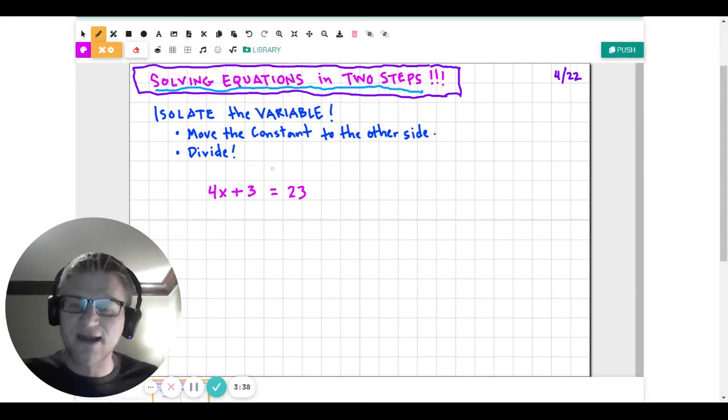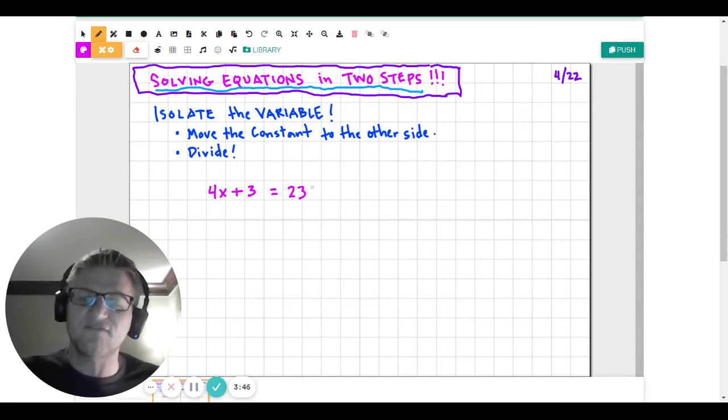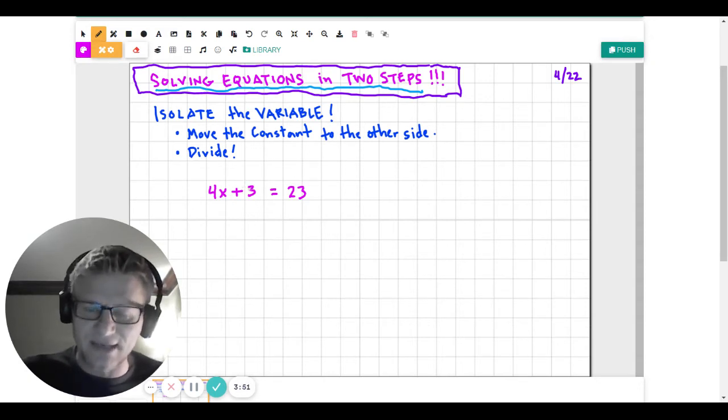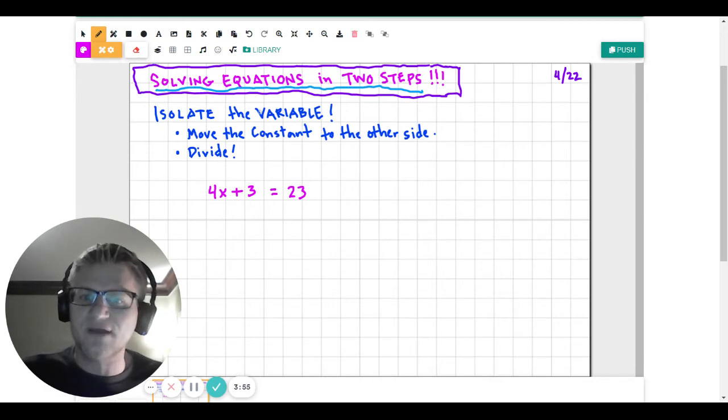So we have that. Now, if we were going to draw this with bags and coins, the 4x would be represented by 4 bags. And the 3 constants would be 3 coins. And on this side, we'd have 23 coins. Now, when we did the bags and coins problems, we eliminated, and this is our first step, move the constant to the other side because we want the variable, the x, to be alone.